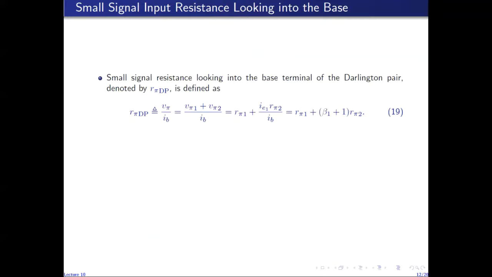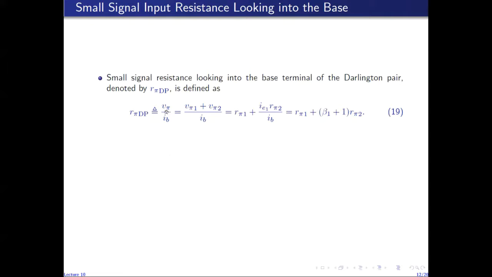Small signal resistance looking into the base terminal of the Darlington pair is again denoted by R, because we denote such a small signal resistance as R pi. So for the Darlington pair, I add this subscript dp. So R pi dp is defined as we define it for a transistor. That is, it is the ratio of the base emitter voltage to the base current.